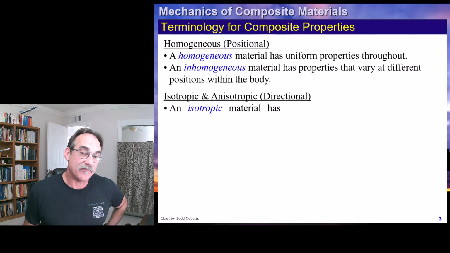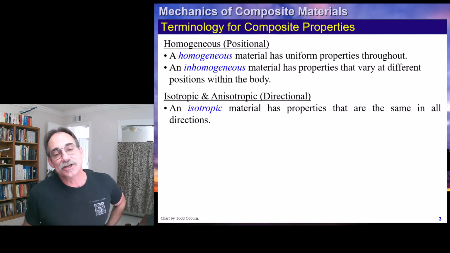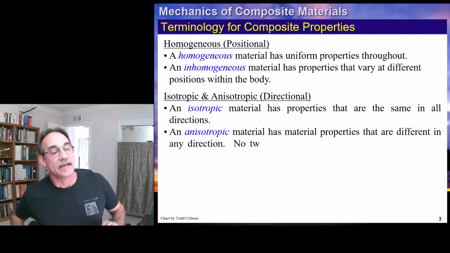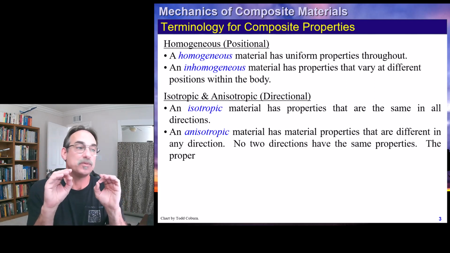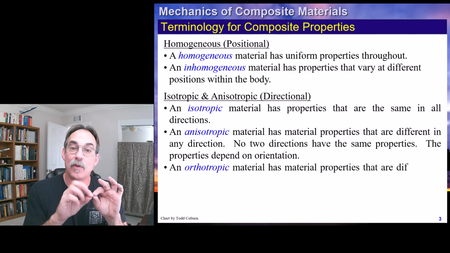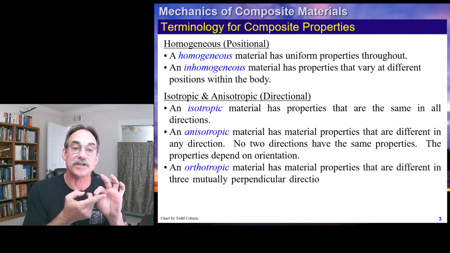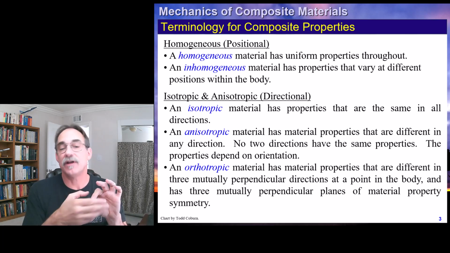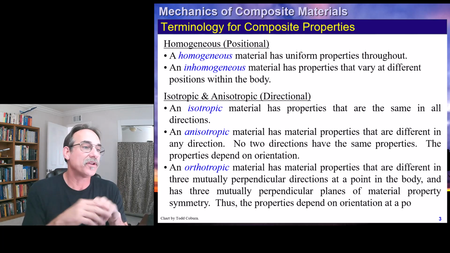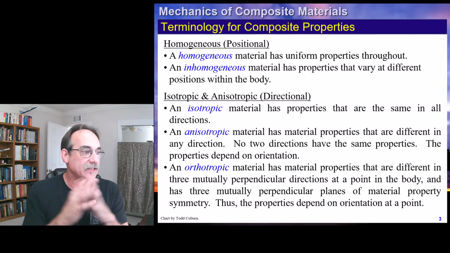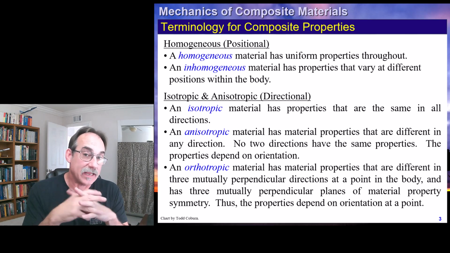We also have the ideas of isotropic, anisotropic, and orthotropic. An isotropic material is one whose properties are the same in any direction. So you take any point and it's the same in all directions. An anisotropic material is one that's different in all directions, and an orthotropic material has three mutually perpendicular planes that we can deal with.